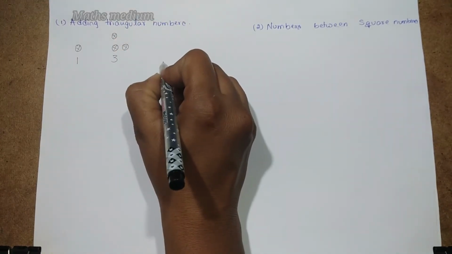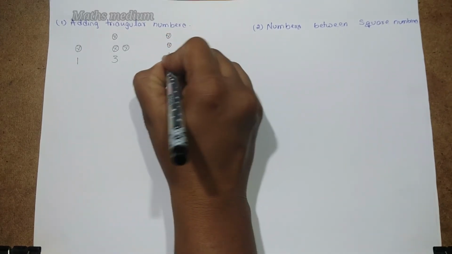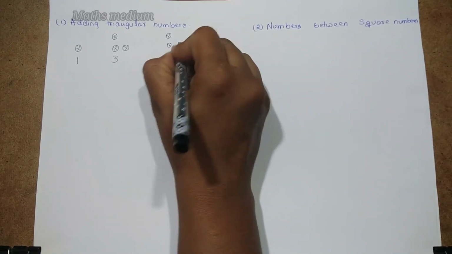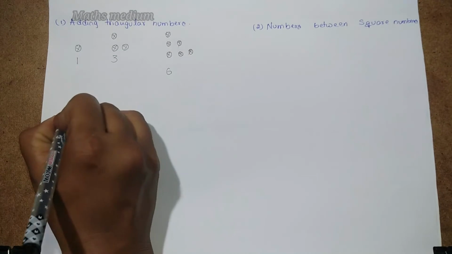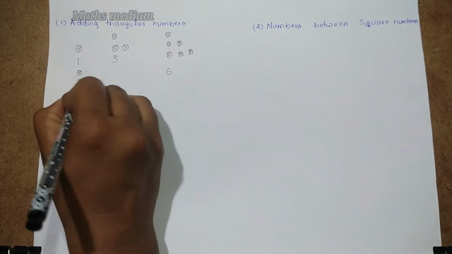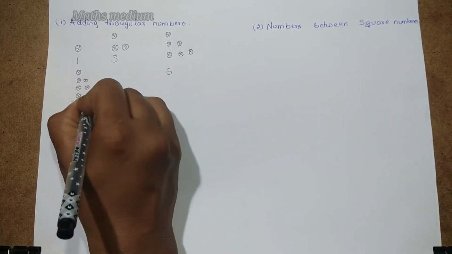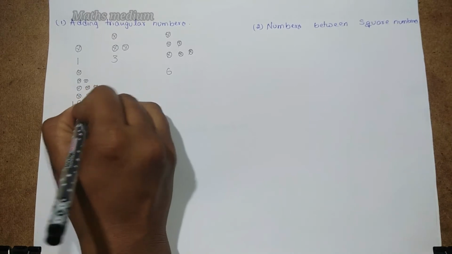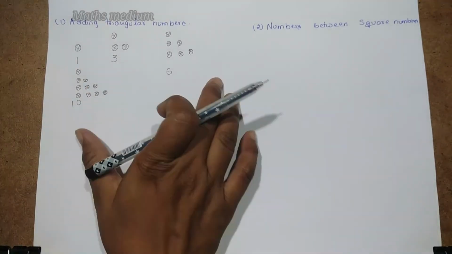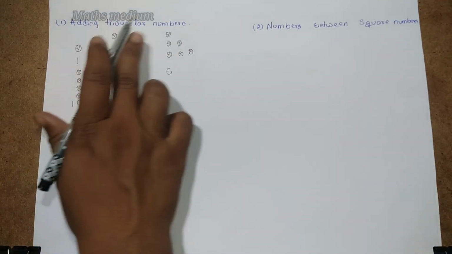And next coming to the 6: 1, 2 and 3, 4, 5 and finally we get 6. This is also a triangular number. Next coming to 10, we get 1, 2, 3, 4, 5, 6, 7, 8, 9 and 10. These are the triangular numbers. And next 15 and some more are there. But now coming to here, adding triangular numbers.